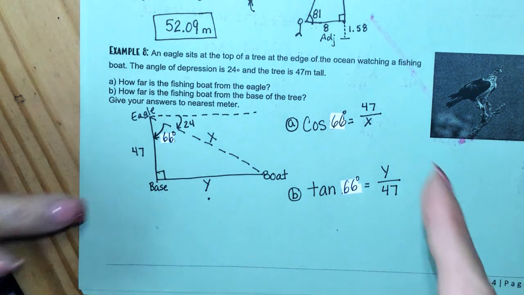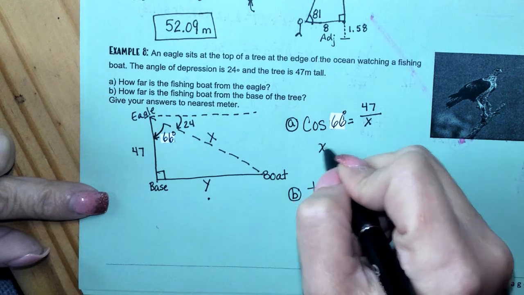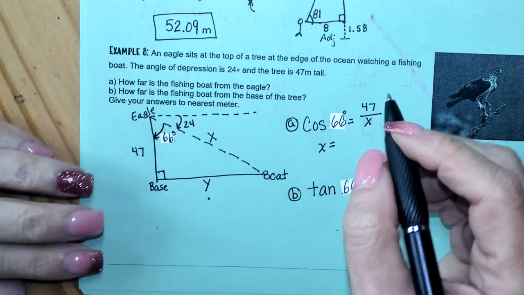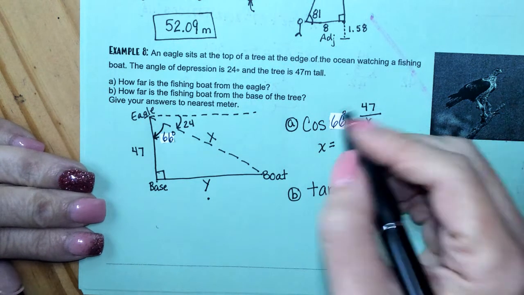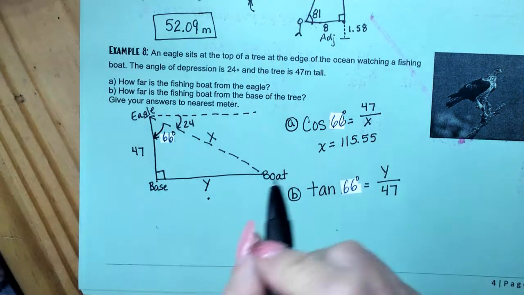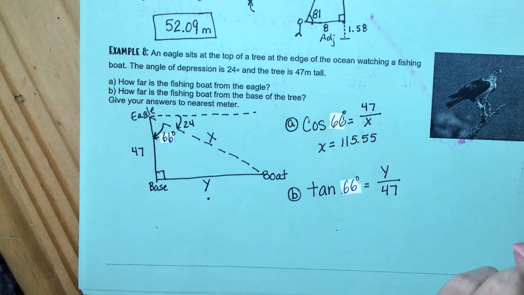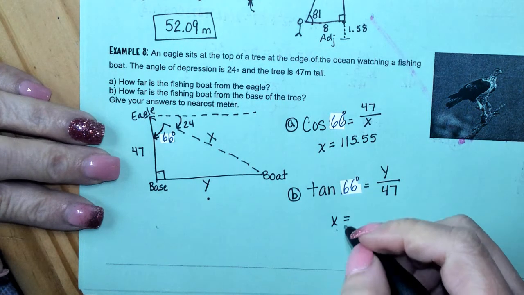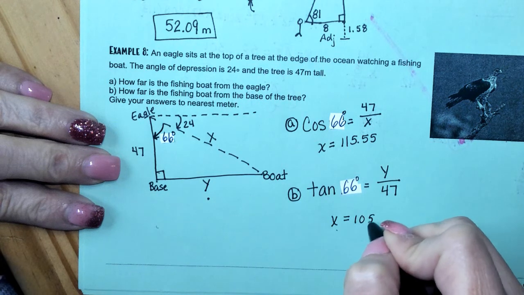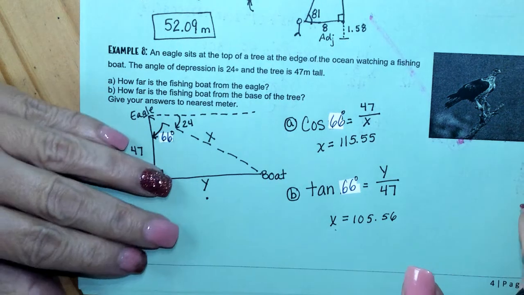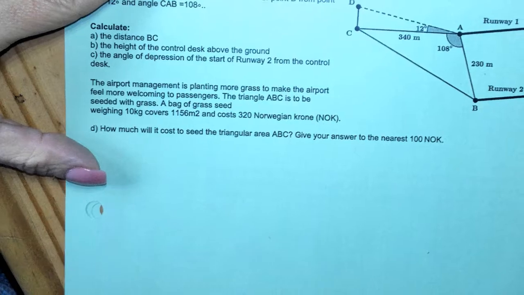All right. So when I did this on this one, I got x equals, let's see, cosine of 66. So I got 115.55. And then you want to round it to 3 sig figs, so 116. And then on this one, the distance from the boat to the tree, I got 105.56. And I, again, round that and it'd be 106 meters from the tree. Ooh, I'm so glad I made that mistake, actually, because I think that's one we'll all make.